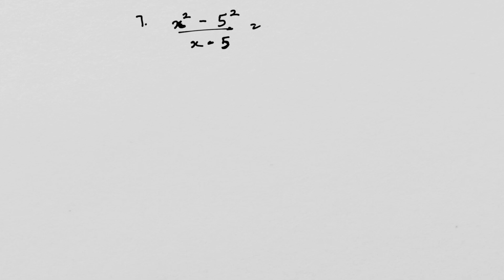For our next question, question number 7, we want to simplify x squared minus 5 squared divided by x minus 5. To simplify this, all you have to remember is the difference of two squares. When you have the square of a number, in this case x, minus the square of another number, in this case 5, then you can expand it as x minus 5 times x plus 5.